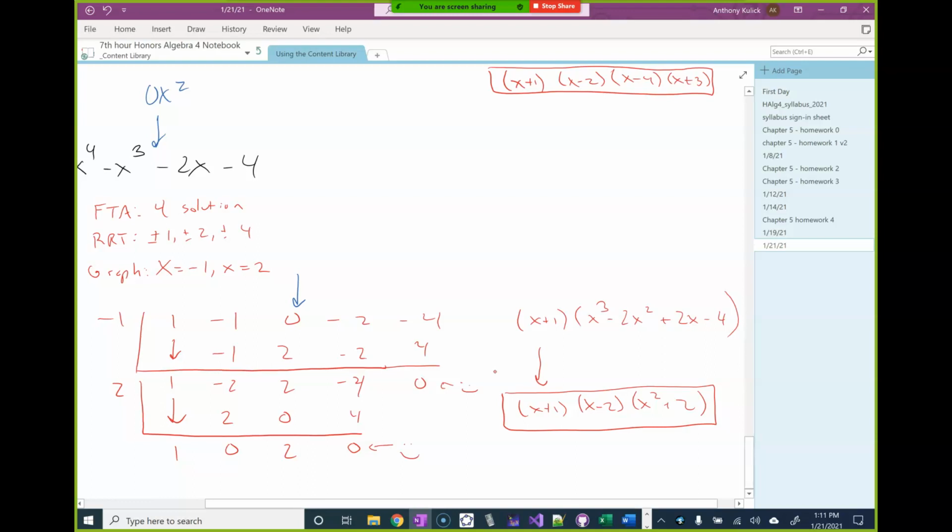And we know x squared plus 2 we can't factor anymore, right? I don't have to explain that, do I? I can if you need me to, but I'm going to save my breath if you guys are good.